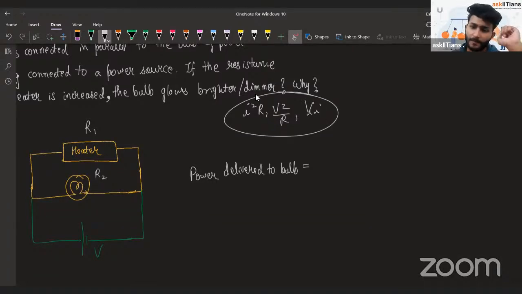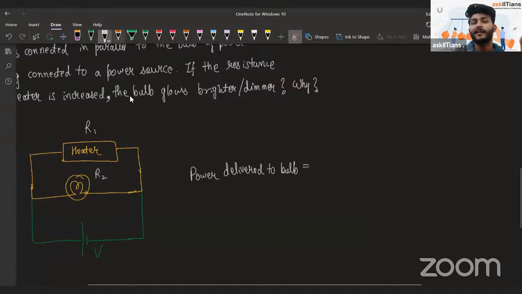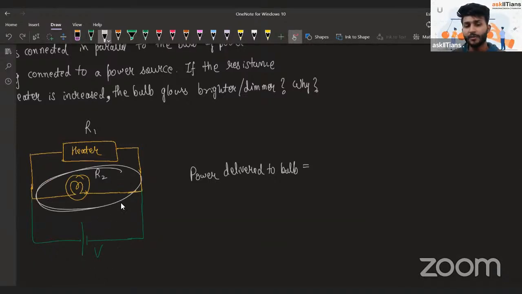V square by R2, correct. V square by R. Because guys, see, here directly voltage is given. Why would you not use it? What is the potential difference over this bulb? V. So V square divided by R2.